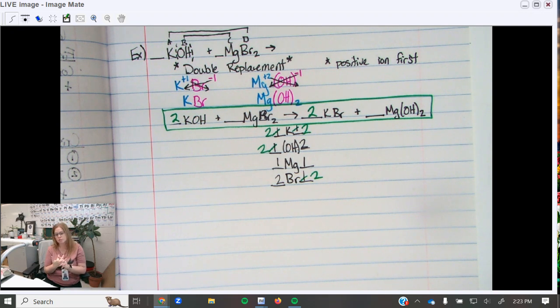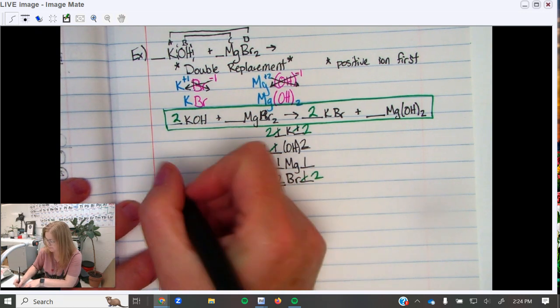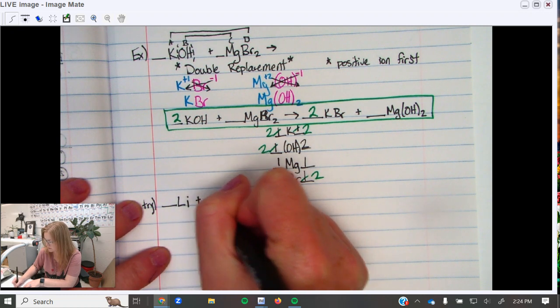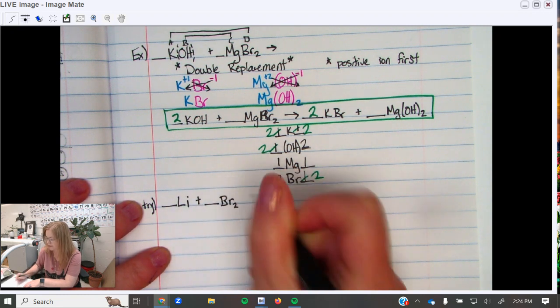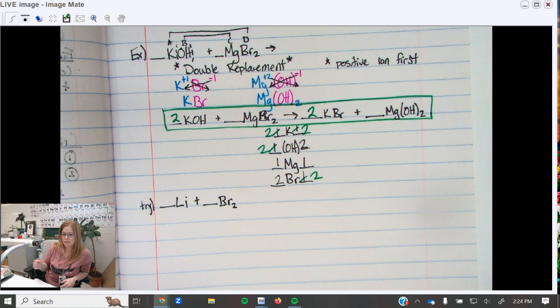So let's actually try 3 on your own, but we'll do them 1 at a time. So next up, I would like you to try Li plus Br2. And notice this is that little 2. It's all by itself, but it has a 2 because it's one of my diatomics. Give this one a try. Pause the video. When you're ready, come back and I will explain.